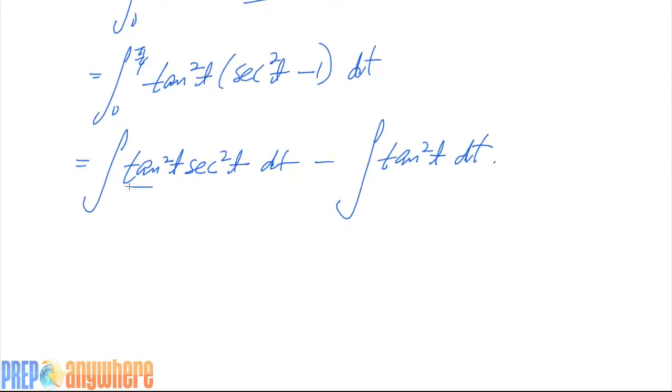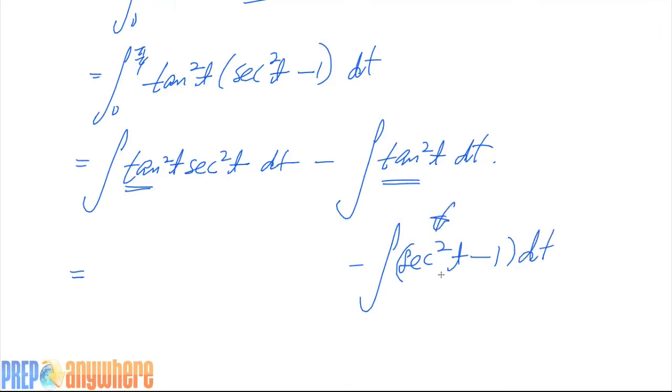So for this first term, if you let tangent equal to u, we can actually do this. What about this one? Can you think of something that if you differentiate, you get tangent squared t? We actually can't do that. The key to doing this one is to convert it back into secant. If you convert it into secant squared t minus 1 like this, we can do it, because this is the derivative of tangent. Let me write it one more time.